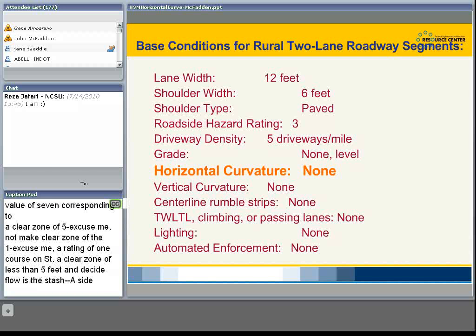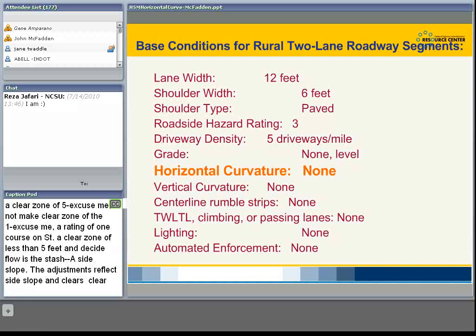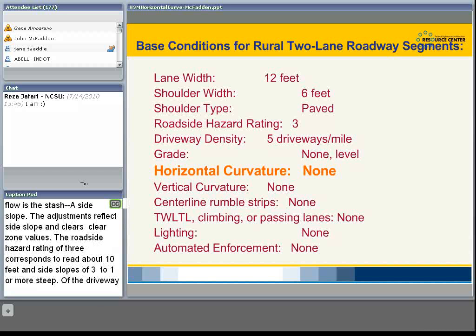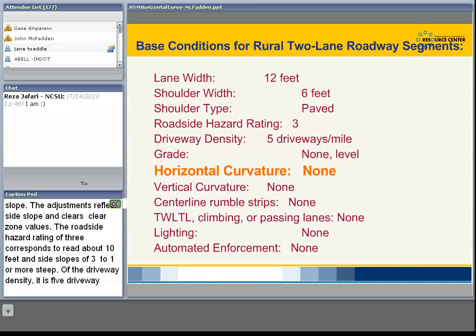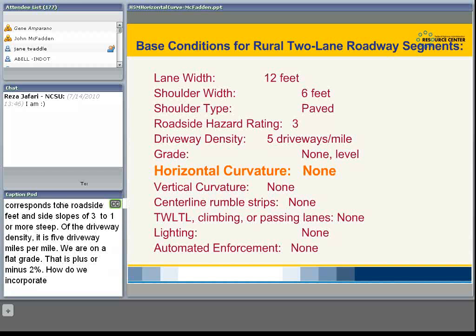A roadside hazard rating of 7 corresponds to a clear zone of 30 or more feet, a side slope of 5 to 1 or flatter. And then 2, 3, 4, 5, and 6 break up into a matrix with adjustments reflecting side slope and clear zone values that vary. So we're somewhere in the middle. A roadside hazard rating of 3 corresponds to a clear zone of about 10 feet and side slopes of 3 to 1 or steeper.